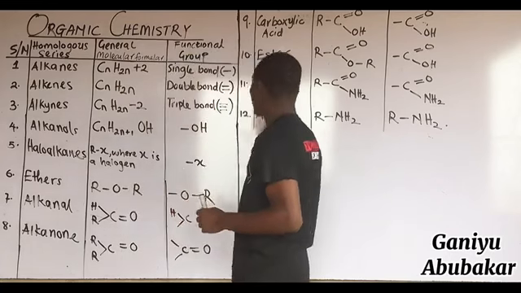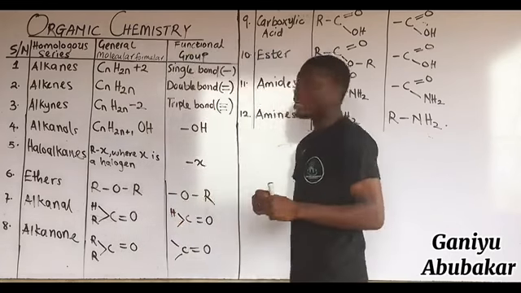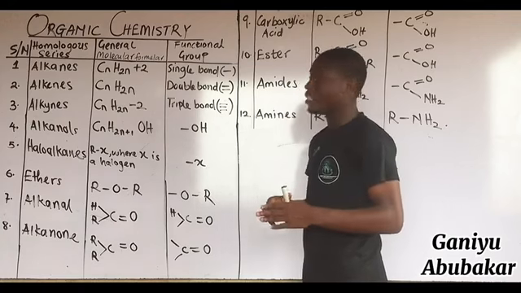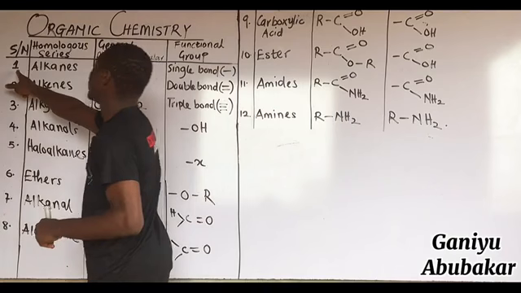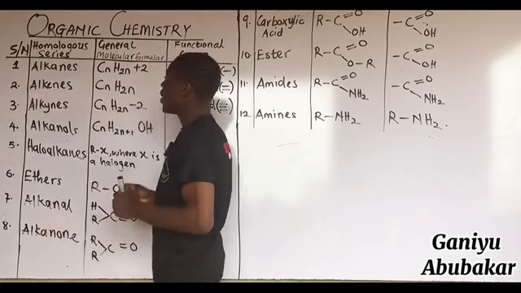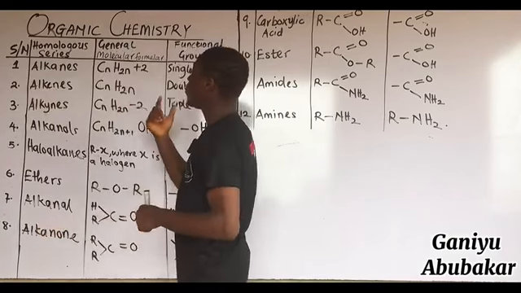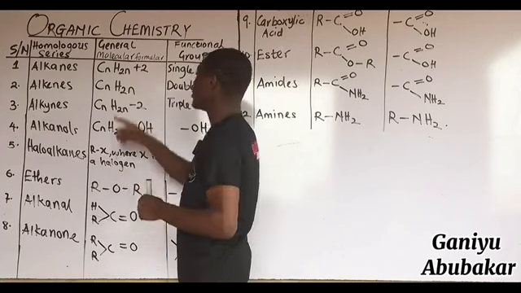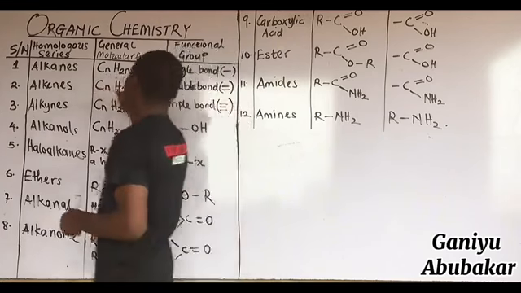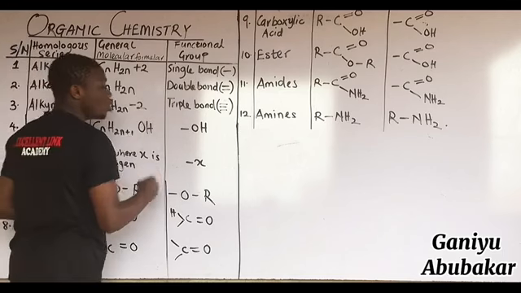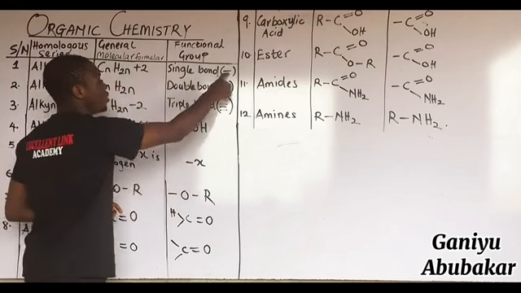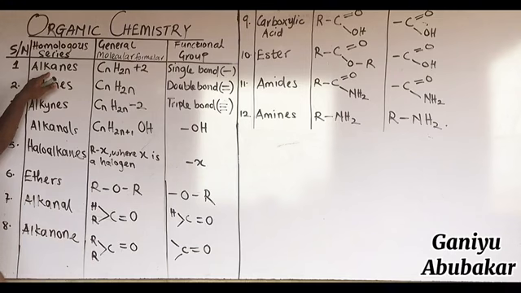So we have 12 homologous series here, with their general molecular formula and their functional group, as you can see. We start with the first one, the alkanes. The general molecular formula for the alkanes is CnH2n+2, while their functional group is simply a single bond. So anywhere I'm seeing a single bond is an alkane.